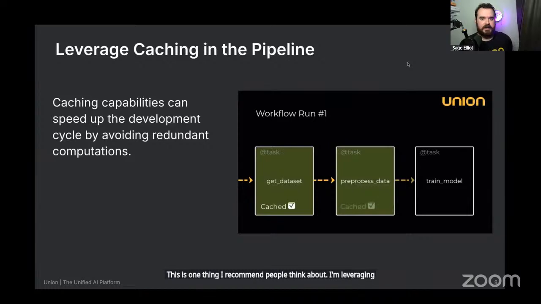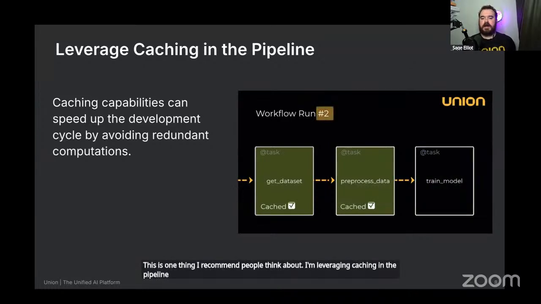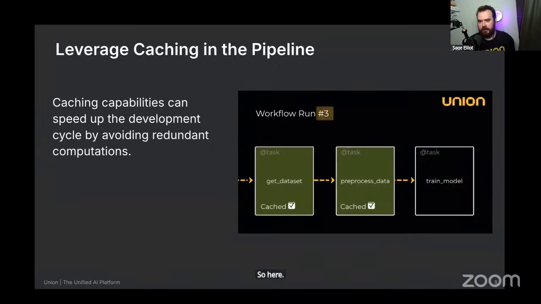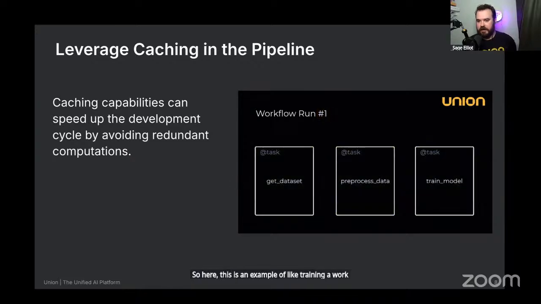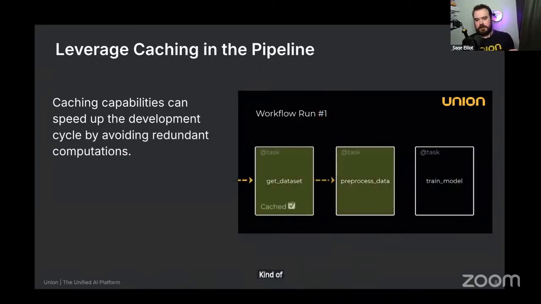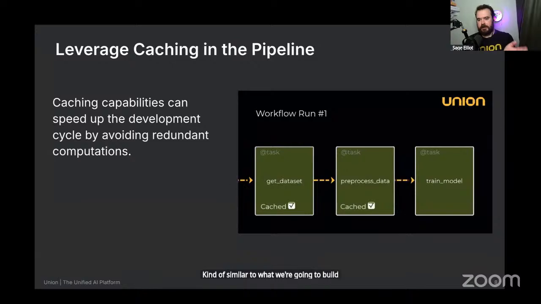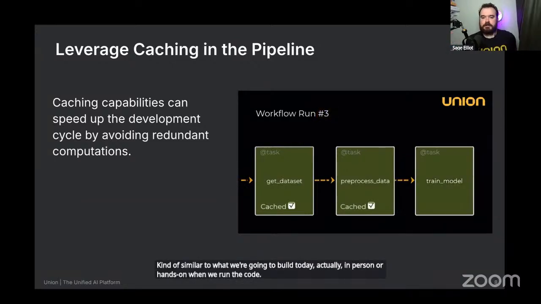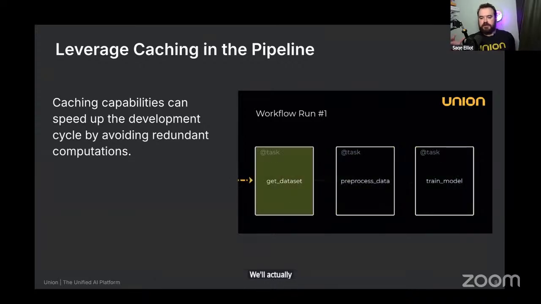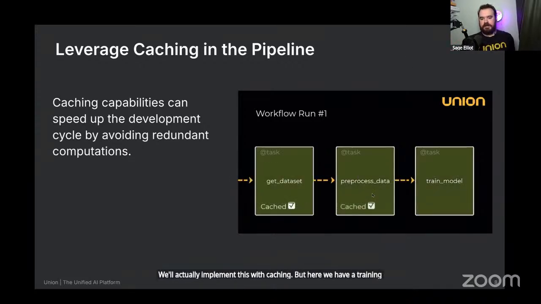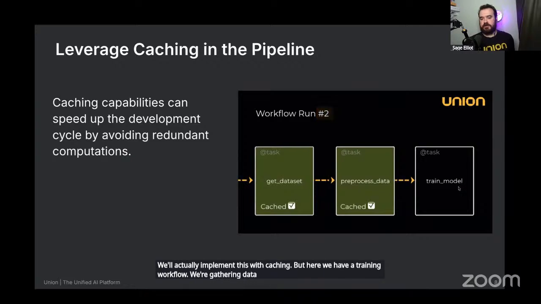Leveraging caching in the pipeline and in workflows. So here, this is an example of a workflow for training a model, kind of similar to what we're going to build today, actually, hands-on when we run the code. We'll actually implement this with caching. But here we have a training workflow. We're gathering data, we're pre-processing that data, and then training the model.